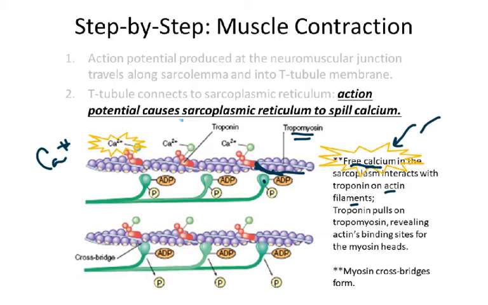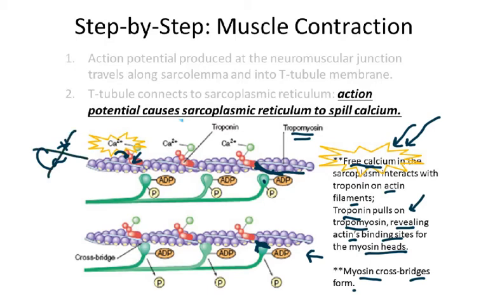But as soon as you spill the calcium, calcium goes off and interacts with troponin, and troponin pushes that tropomyosin out of the way. So troponin pulls on tropomyosin, revealing the actin's binding sites for the myosin heads. And now we have myosin able to bind actin. This is called forming the myosin cross bridges. Now we have connectivity between our myosin myofilaments and our actin myofilaments.